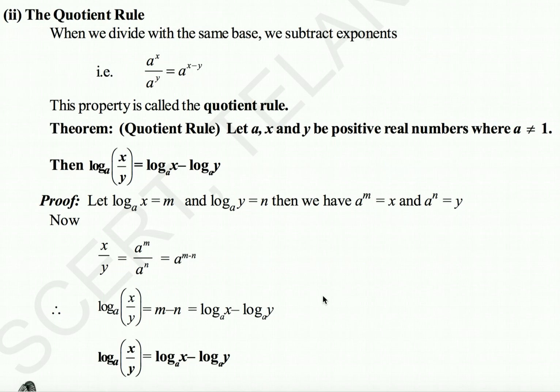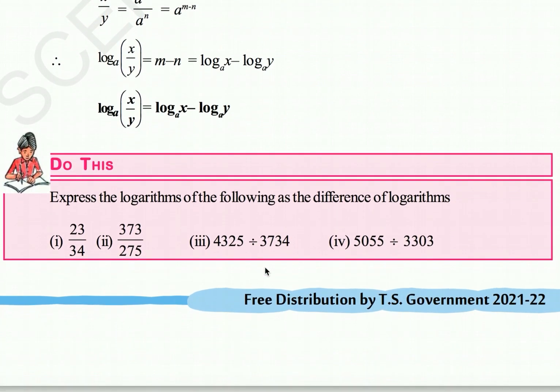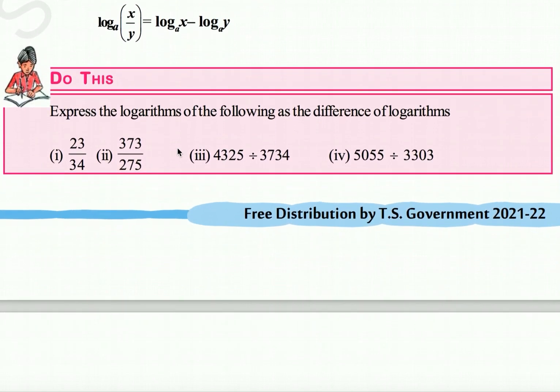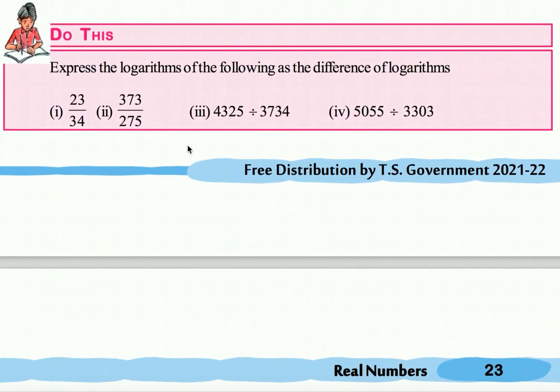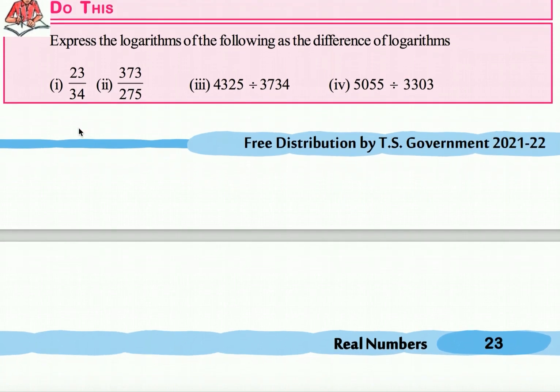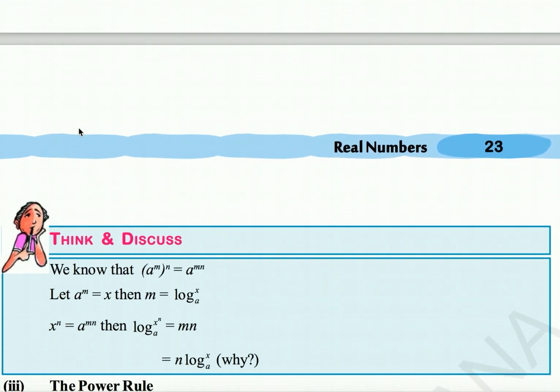x equal to a power m, y equal to a power n. So x by y is this. Anyway, we proved this trivial theorem. Express the logarithms of the following as the difference of logarithms. That also you can do. Log 23 by 34 is nothing but log 23 minus log 34.